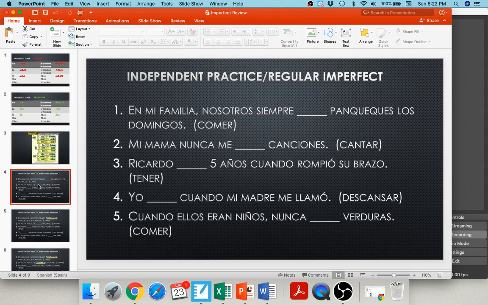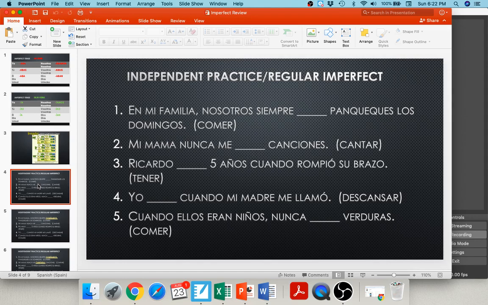I also want to give you a chance to practice with these as always. So I'll do one with you here, and then I'm going to let you try numbers 2, 3, 4, and 5 on your own. Number 1 says, En mi familia, nosotros siempre comer panqueques los domingos. So in my family, we always used to eat pancakes on Sundays.